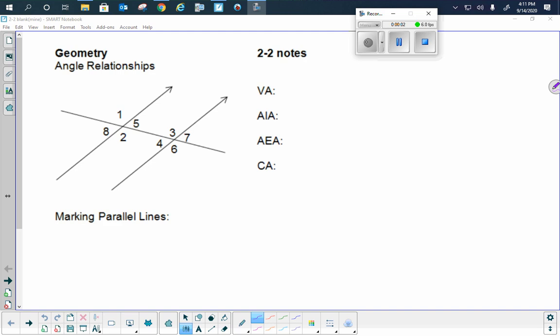Okay, 2-2, let's do a little review and see how you're doing. Remember, don't memorize where the 1, 2, 3, 4 are. They're going to keep moving around. Okay, so let's see what you know. So 1, we said yesterday, how do we mark parallel lines?